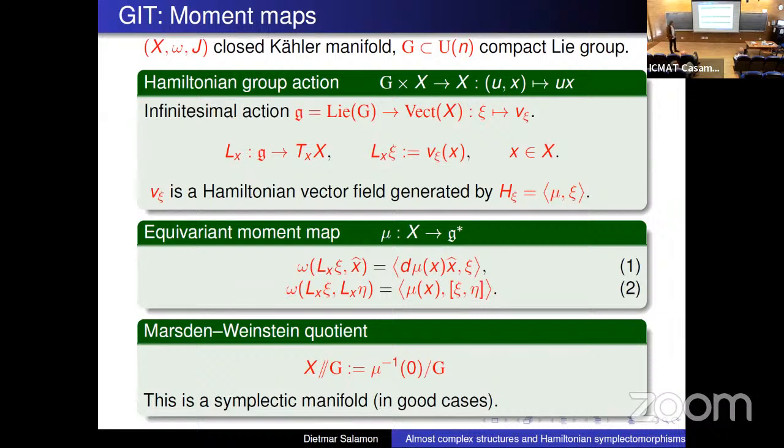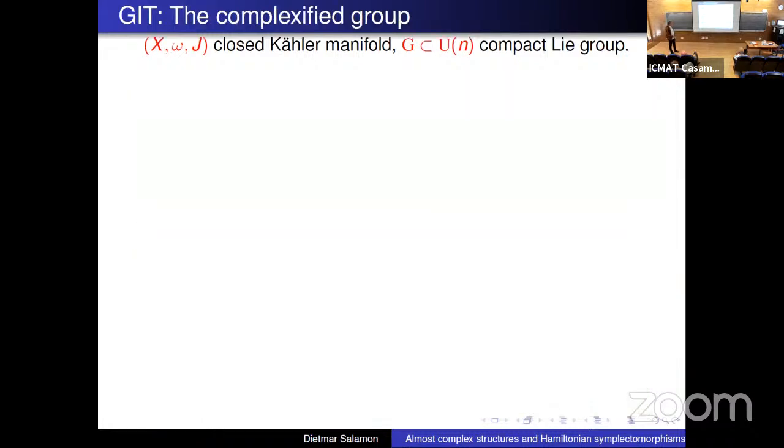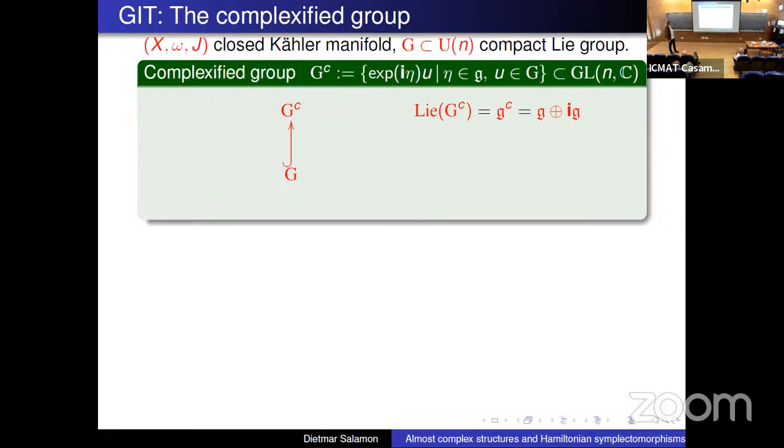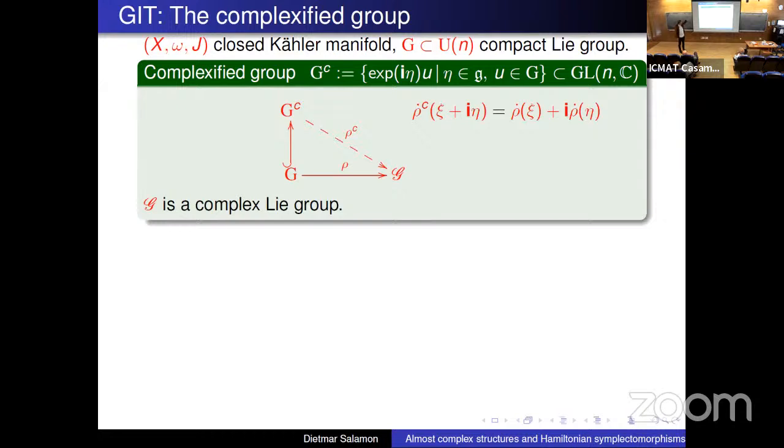Because we have a Kähler manifold, it is now interesting to complexify the group, and this complexified group is uniquely characterized by a certain universality property. First of all, its Lie algebra is a complexification of the Lie algebra of the original compact group. And secondly, it contains the group G, and if we have any other complex Lie group and a homomorphism from G, our compact group, to the complex Lie group, then it extends uniquely to a holomorphic homomorphism from the complexified group G^C. And so this, by definition, determines the complexified group uniquely up to isomorphism.